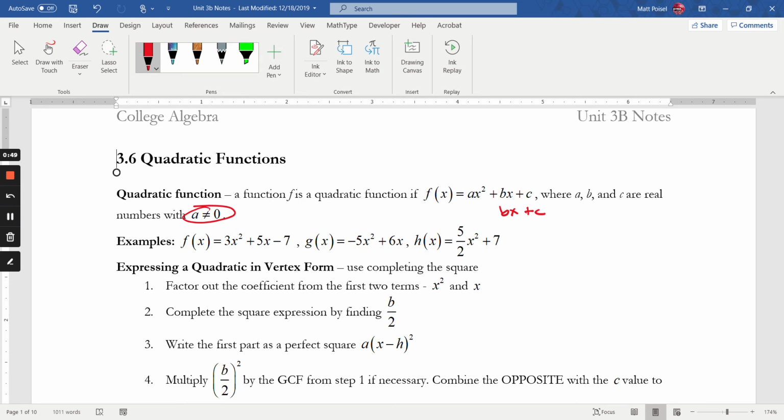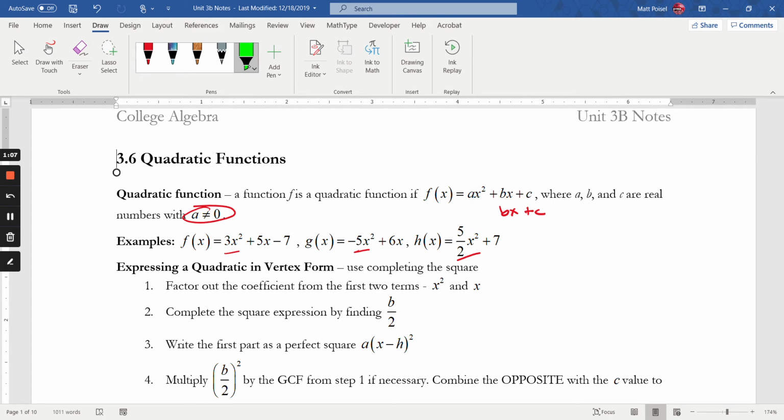A couple examples here. There's our 3x squared, so we know it's a quadratic. Honestly, the rest of it doesn't really matter. As long as you have your x squared, you know it's a quadratic. So there's our x squared. There's an x squared also. It's okay that the coefficient is a fraction here.